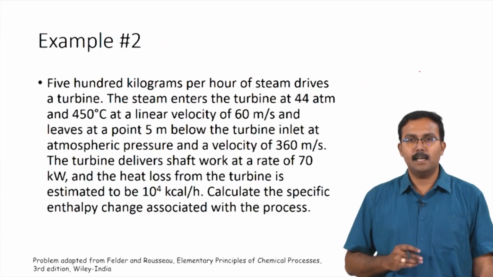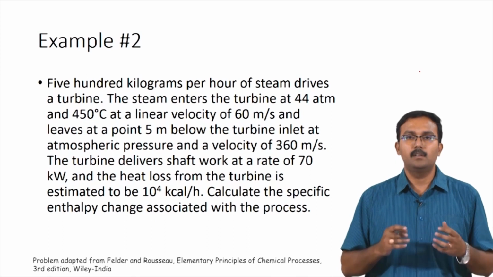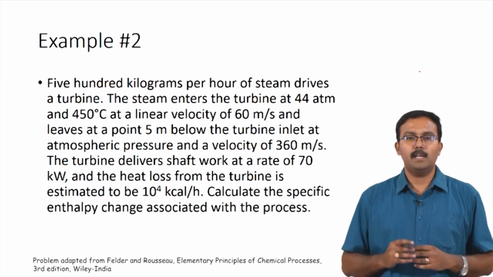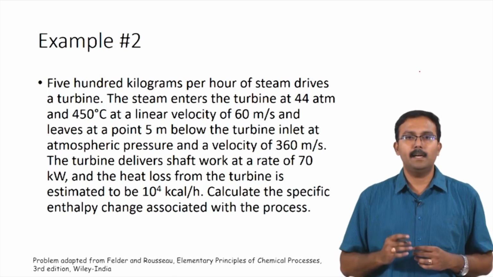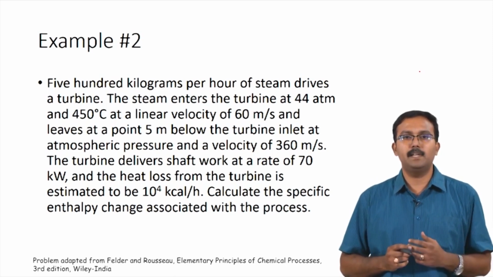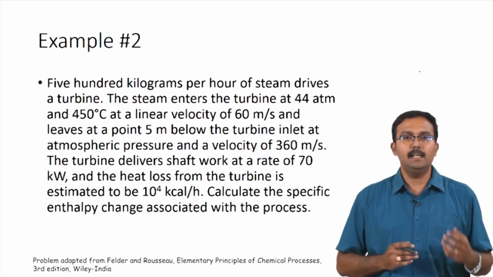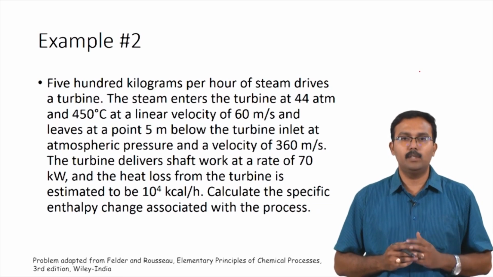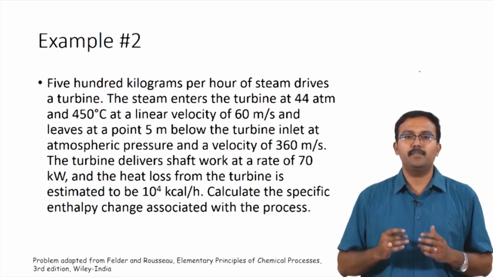So, here is another example which will illustrate how to perform energy balances for an open system. 500 kilograms per hour of steam drives a turbine. The steam enters the turbine at 44 atmospheres and 450 degrees Celsius at a linear velocity of 60 meters per second and leaves at a point 5 meters below the turbine inlet at atmospheric pressure and a velocity of 360 meters per second.